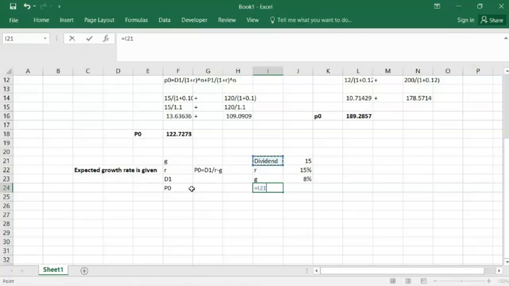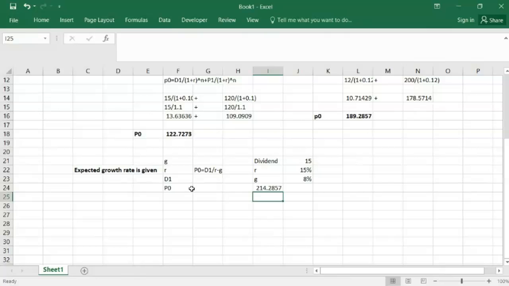So here the dividend is 15 divided by R minus G. Here I have taken R as the return, given as 15%, and the growth rate is given as 8%. It means 15 by 100 is 0.15, minus 8 divided by 100, which is 0.08.